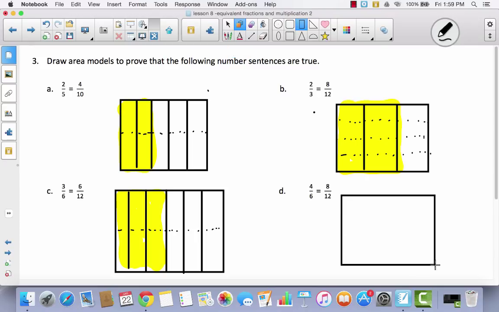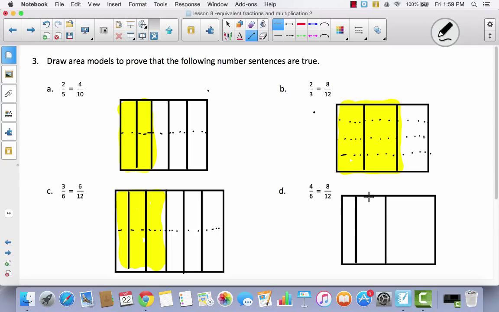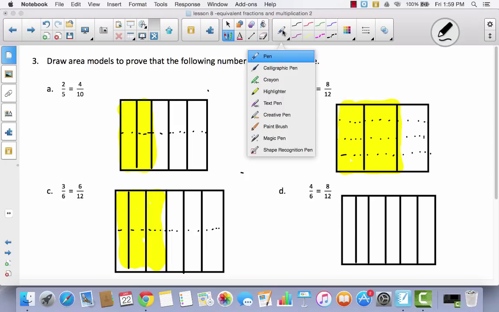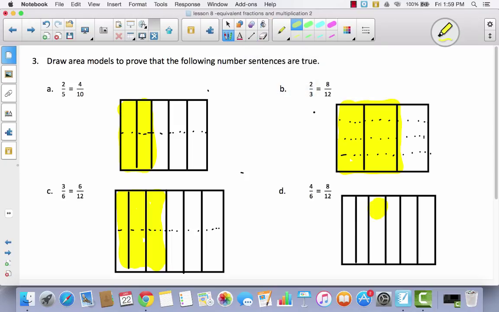Okay, so let's begin by drawing our area model to represent 6ths. So again, I'm going to divide this into half, and I'm going to divide each half into thirds, just like I did the last one. And then I'm going to shade 4 out of 6. So let me get my 5 lines drawn, and then I'm going to go back and count and make sure that I do have 6. So let's count, make sure we have 6. 1, 2, 3, 4, 5, 6. And I've got to shade 4 out of 6. I'm going to go ahead and get my highlighter, and I'm going to shade 4.